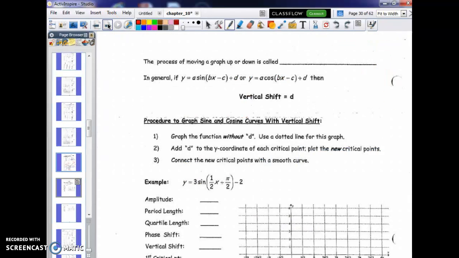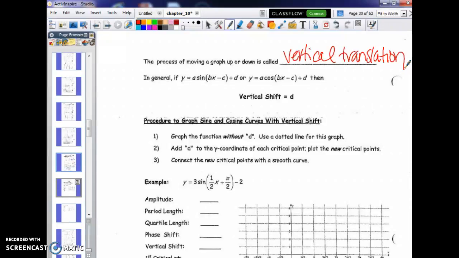The process of moving a graph up or down is called vertical translation. In general, if y equals a times the sine of bx minus c plus d, or y equals a times the cosine of bx minus c plus d, then the vertical shift is equal to d. And this is the final one that we're going to look at for sine and cosine. So again, we can look at these general procedures here.